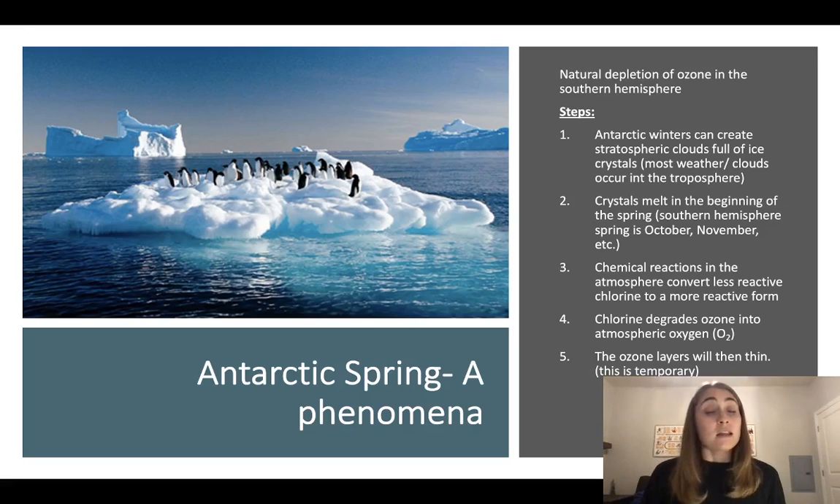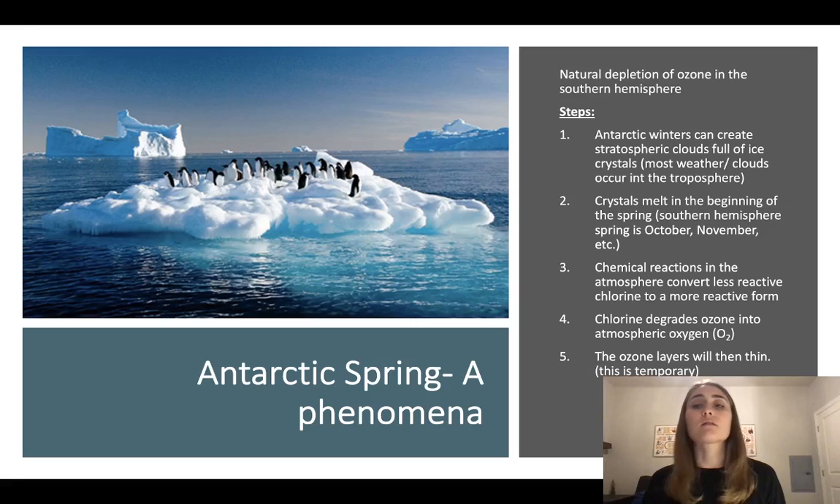Now, one phenomenon that you need to be aware of regarding ozone in the stratosphere, or stratospheric ozone, is something called an Antarctic spring. So this is a natural depletion of ozone in the southern hemisphere. I say natural, it is sort of natural. This sort of large phenomenon is considered natural, but the excess chlorine in the atmosphere is sort of anthropogenic. So what happens in an Antarctic winter, now keep in mind, if we're in the Antarctic, we are in the southern hemisphere. Something kind of unique happens.